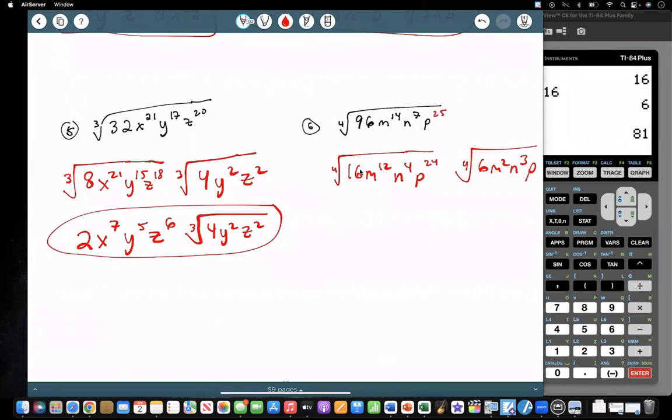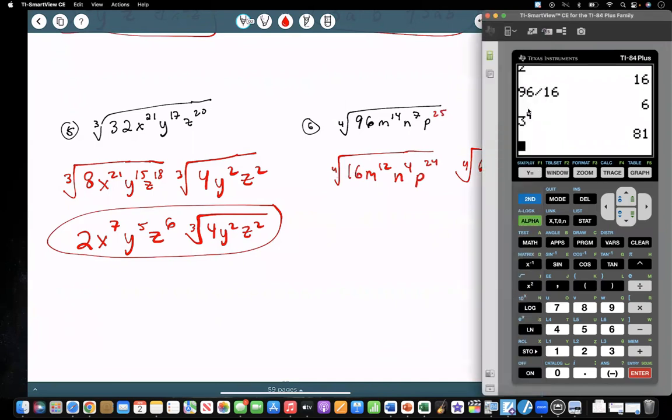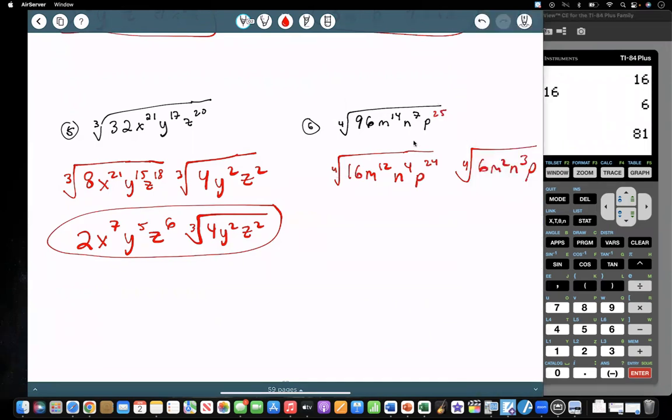Okay, so let's simplify this group. The 4th root of 16, as we said, is 2. So 2 times itself 4 times gives you 16. 12 divided by 4 is 3. 4 divided by 4 is just 1, so I could put the invisible 1 there.